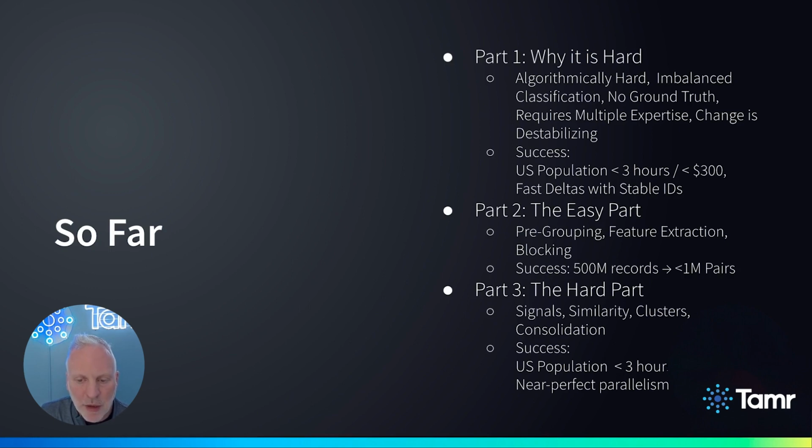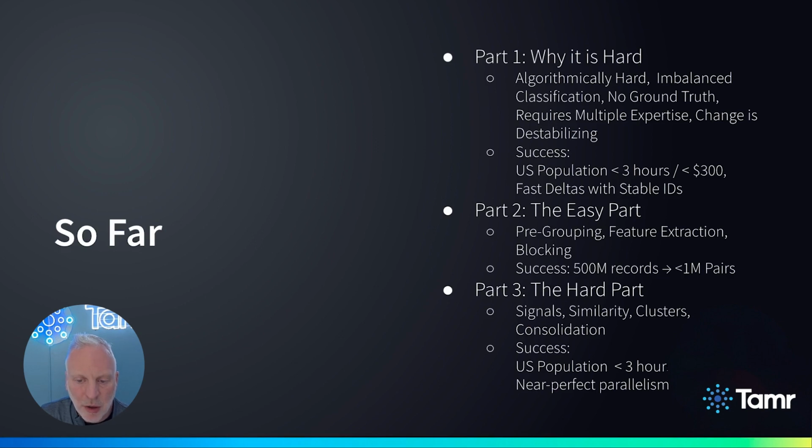In part 2, making the easy part cheap, we looked at pre-grouping, feature extraction, and blocking that deal with obvious matches and obvious non-matches quickly and cheaply, reducing the amount of work that machine learning needs to address from those 500 million input records down to fewer than 1 million pairs.